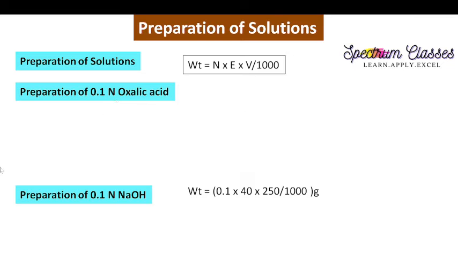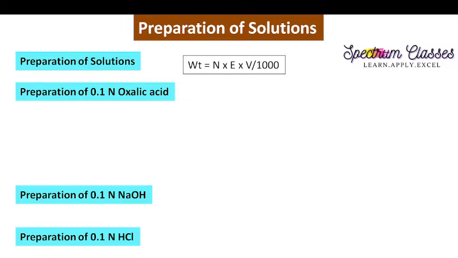The next point is we are going to prepare 0.1 normal NaOH solution. For this we need to calculate. So weight is equal to normality. Normality is 0.1 and its molecular formula weight is 40 grams. Sodium has valency plus 1, so 40 divided by 1, its equivalent weight is 40 only, and I want to prepare it in 250 ml. So 250 ml is divided by 1000 to convert it into liters, and on solving it I'll just get 1.0 grams in 250 ml.